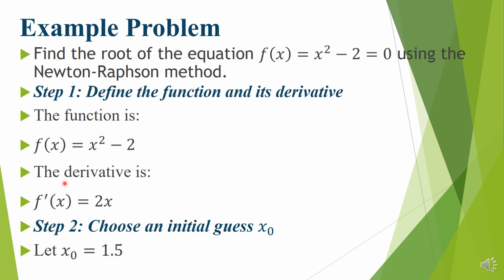First you find the derivative of the function. We find the derivative of x square, we get 2x. If we find the derivative of minus 2, we will get 0. Now you write here f dash, the derivative, equal to 2x. Step 2. Choose an initial guess x naught. Let x naught equal to 1.5.